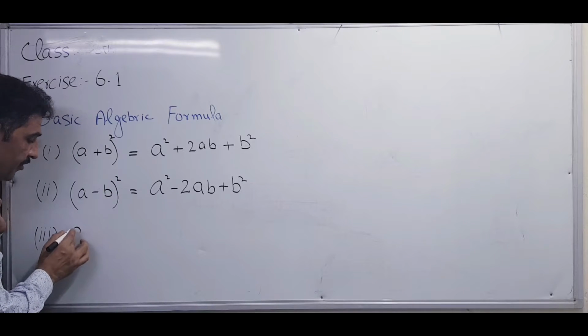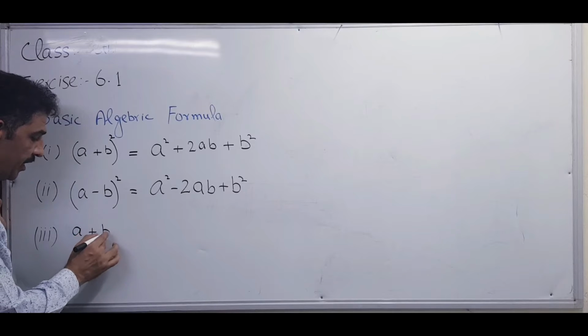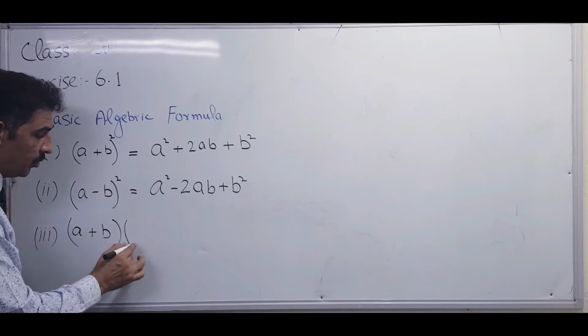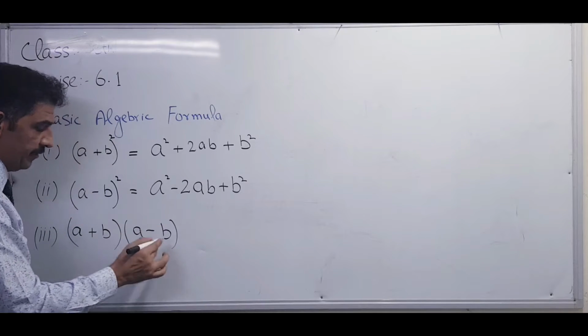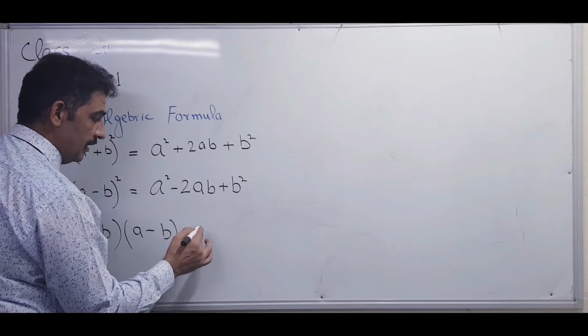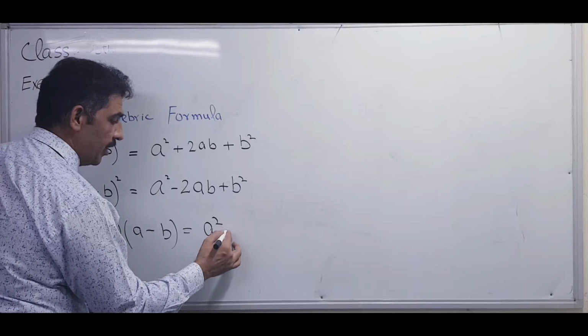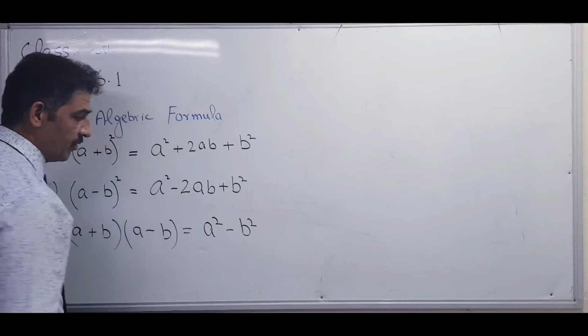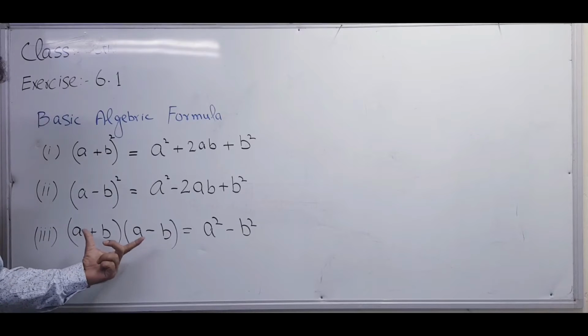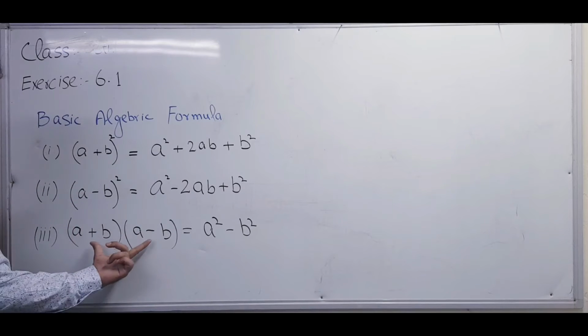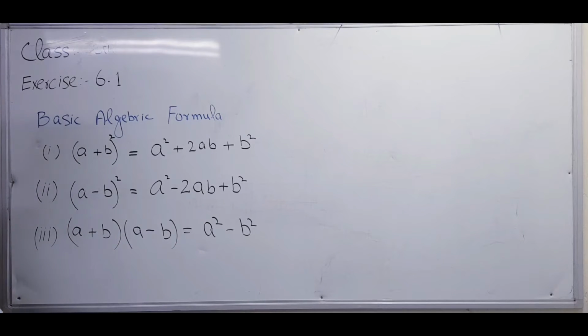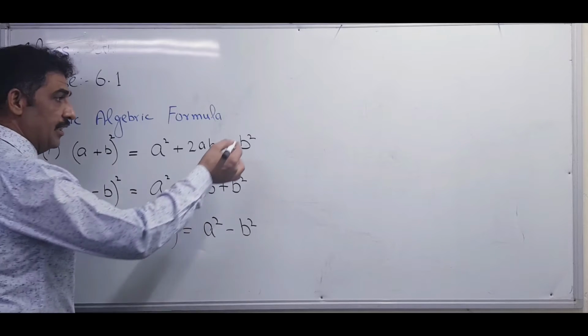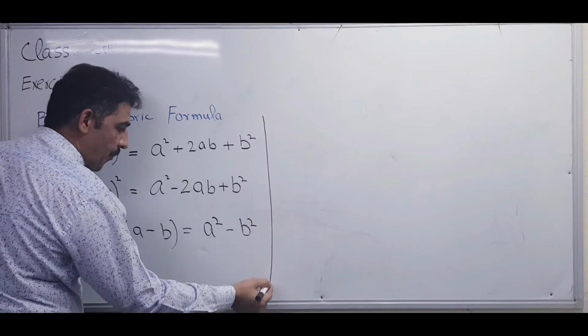The third formula is (a plus b) into (a minus b), and the result is equal to a square minus b square. This means two terms are multiplied with each other in such a way that there is just a difference of sign, then you take the square of the first and the square of the second element, and that is the result.